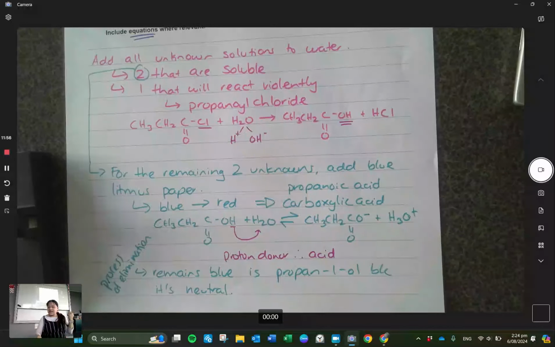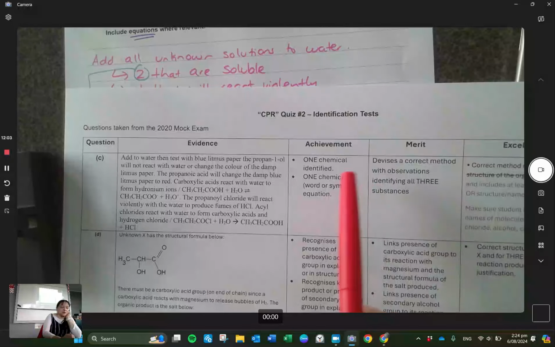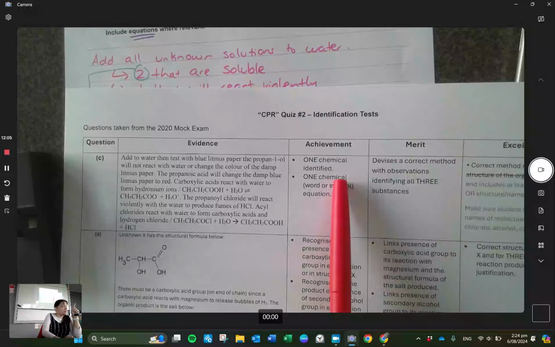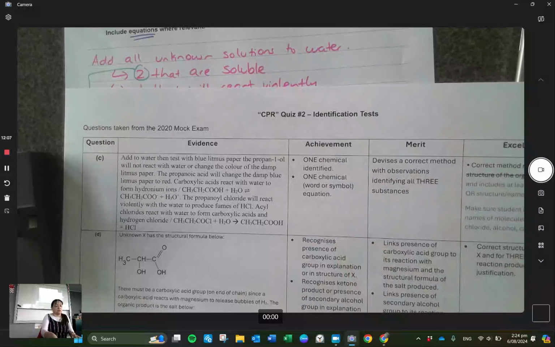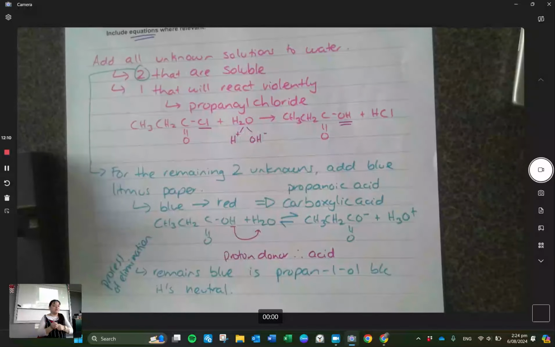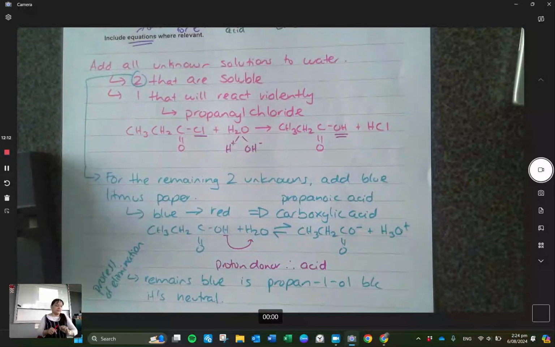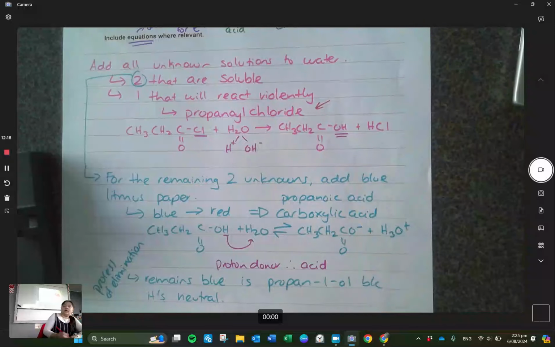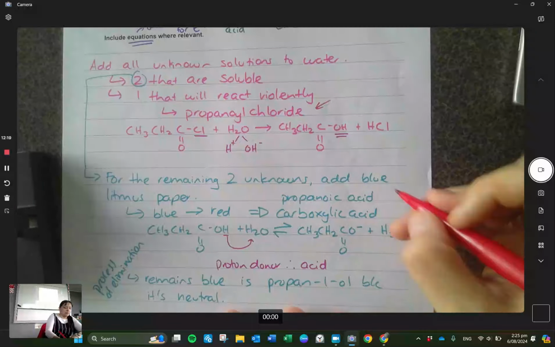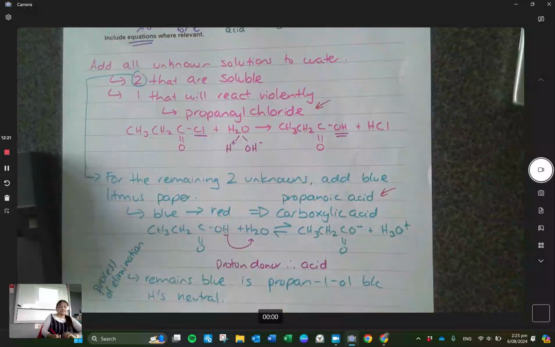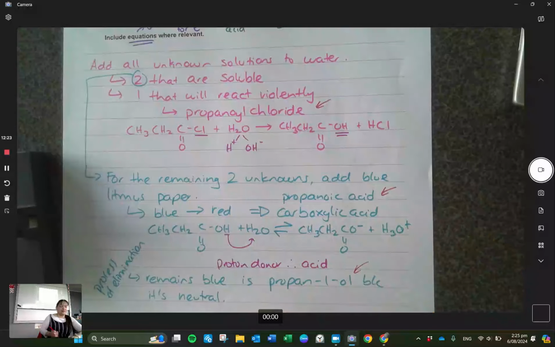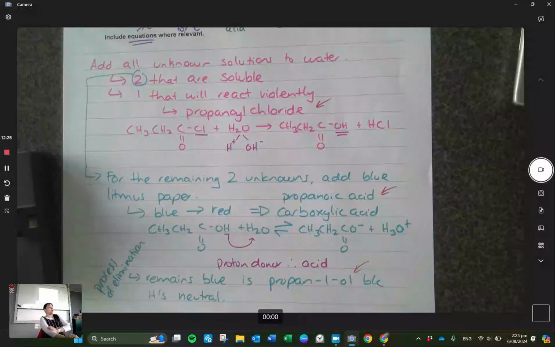All right, just to kind of give you guys an idea of the points. I have printed out the marking schedule. It is on Google Classroom. The achieved for 1 point is figuring out a chemical. So you have to identify one of them. So you identify, for example, the propanoyl chloride, or you note the propanoic acid, or you identify the propanol. So identification of one molecule is an achieved.